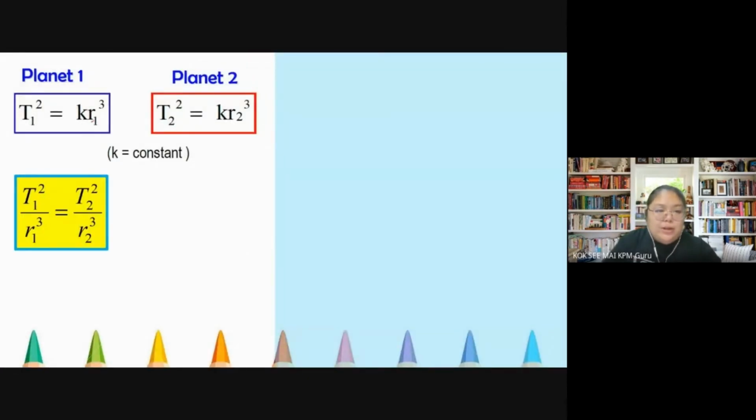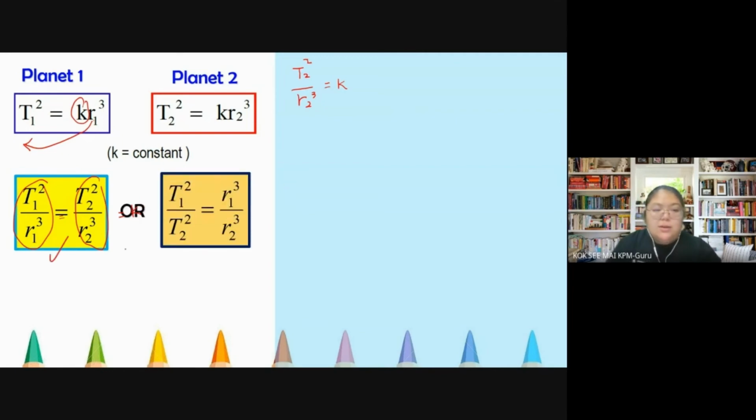Okay, R1 I bring down: T1 square over R1 cube equals k. This one I also bring down: T2 square over R2 cube equals k. So both sides are equal to k, so finally I can put equal. This one equals this one, also equals k.